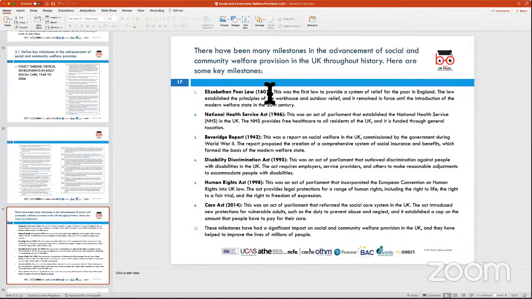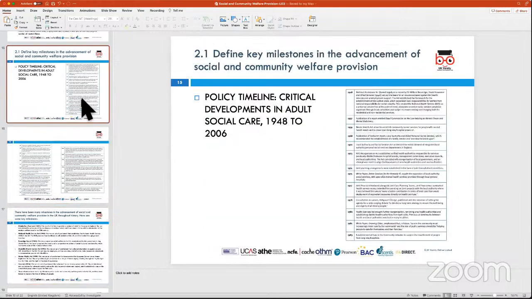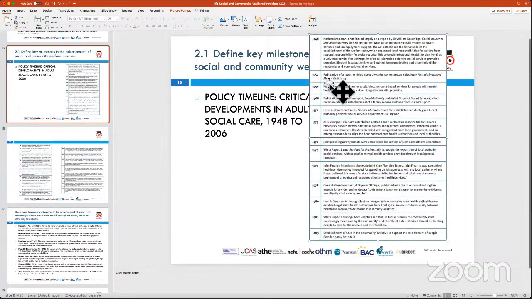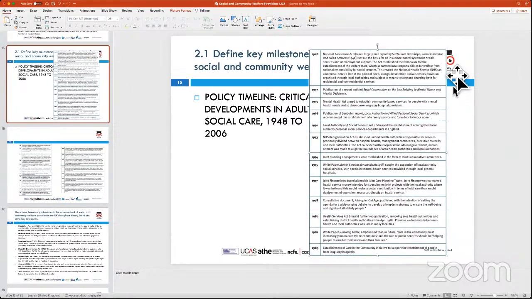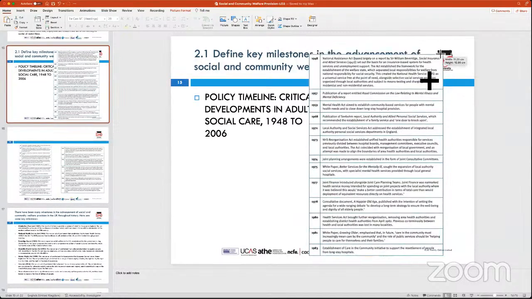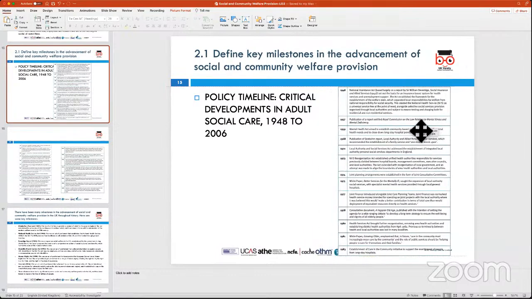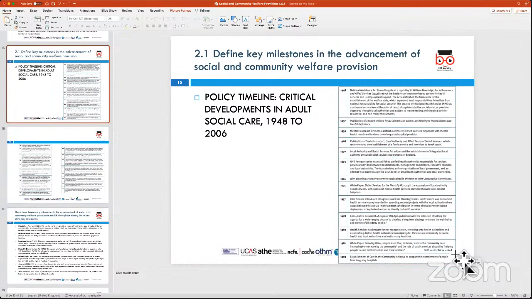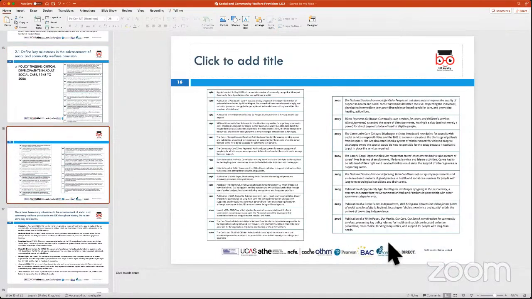So I've done another slide here, which is like 4 or 5 paragraphs, which talks about the major developments. And you could also look at reading this table in a great amount of detail. This table is available as a PDF document for you to read. And I've used screenshots of this to primarily provide the important times and changes which have been brought about over the decades from 1948 to 2006, which has led to the creation of community and welfare provision in the UK.